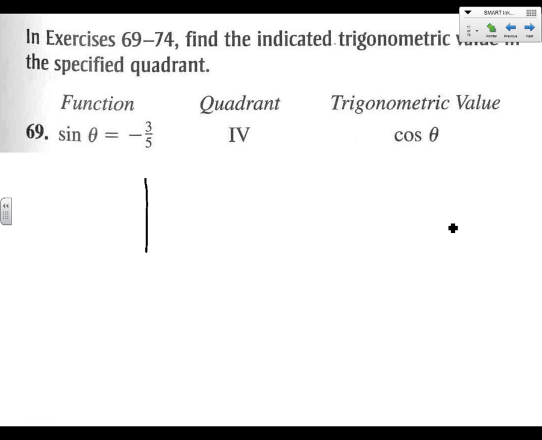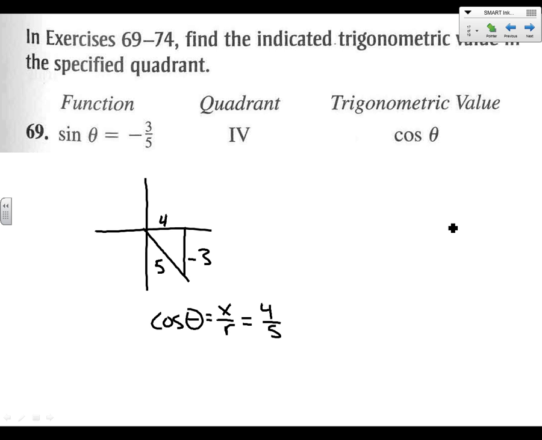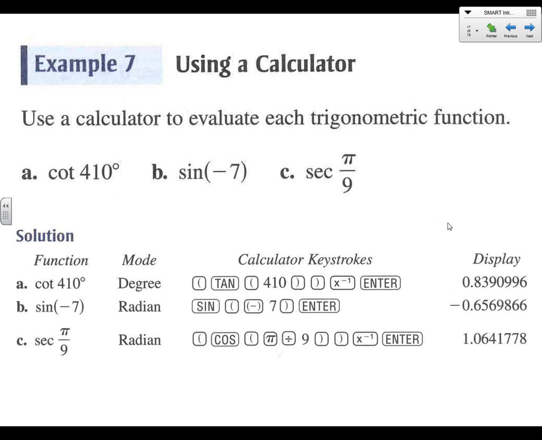All right, they tell us we're in quadrant 4. Down we go. Negative 3 is our y, 5 is our r, and so that means that 4 must be the x. I want cosine, x over r, so 4 over 5. All right, one last example to go, and this one's really easy, just plugging things into your calculator.